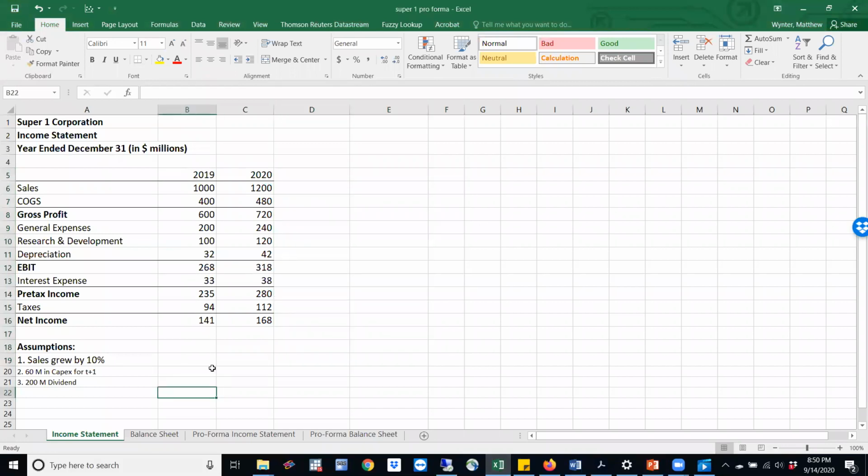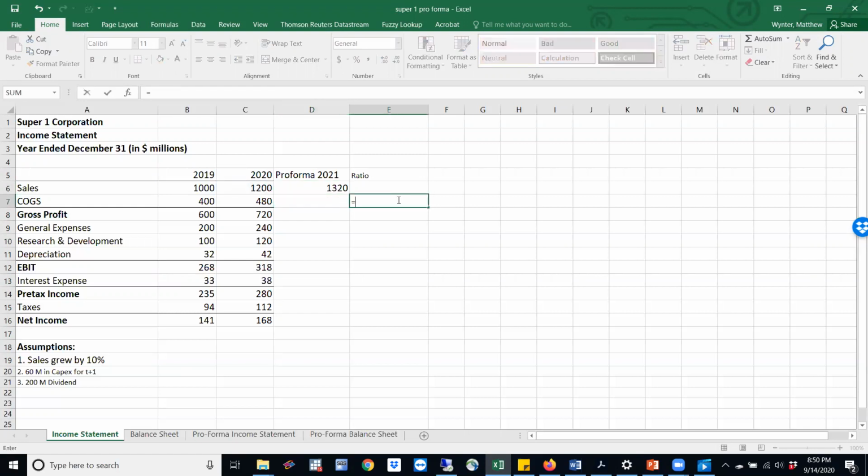Okay. So the first thing I want to do is write pro forma 2021. I want to write my ratios. So my assumption is going to be that sales are going to grow by 10%. So let's take this and multiply it by 1.1. And now let's get our ratios.